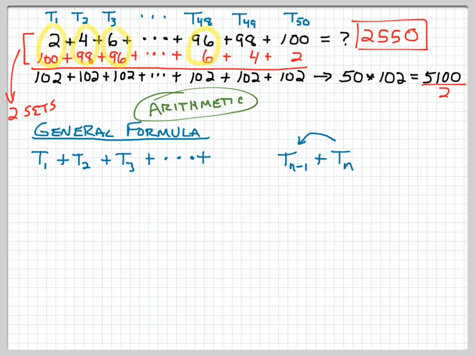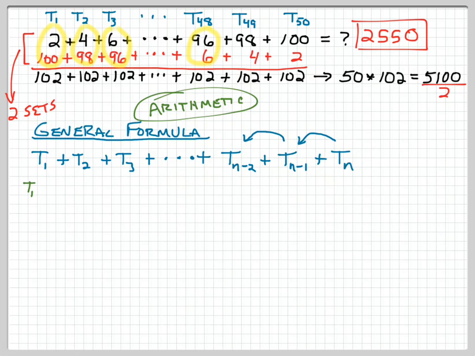And the term before that is going to be t to the n minus 2. So we come up with this general pattern here, right? So we're seeing how this looks in general terms. Now, what do each of these things mean?